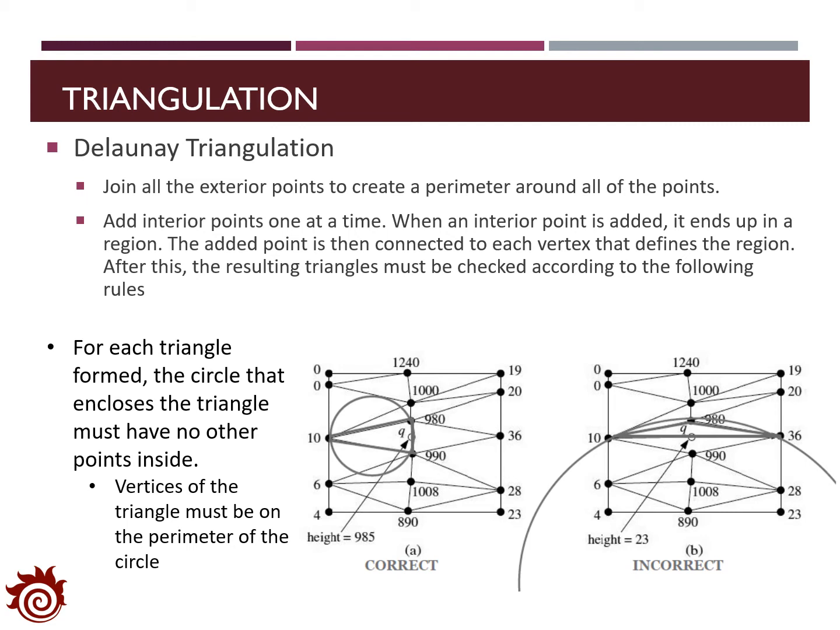Then you can find that there isn't any other points inside the circle. So we can claim that this triangulation is appropriate. While if we consider the result in figure B, we will use the points 10, 36, and 980, which will generate a very large circle and cover a lot of other points from the study area. Then this one is inappropriate for the topographic map.